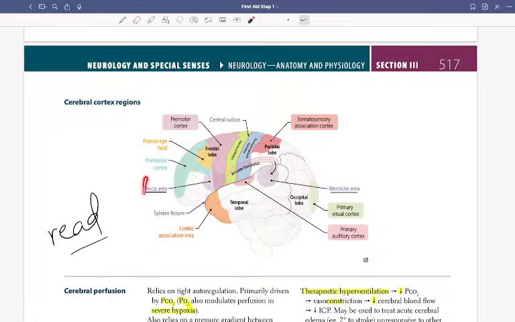So 44 and 45 is Broca's. Next, another important area, somewhere here is supposed to be the gustatory cortex, that is 43. Primary auditory cortex is 41 and 42. So this primary auditory cortex, this part, is going to be 41, 42. Then you have the gustatory 43. And then after that you have Broca's in the inferior frontal gyrus.